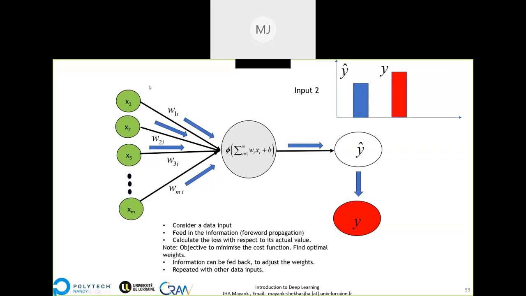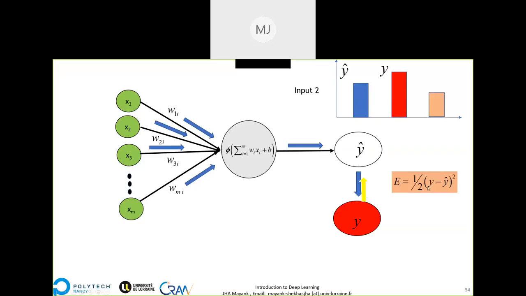Remember, input 2 has x1, x2, x3 till xm. All this vector of data is propagated forward in the blue line, and there is a certain y hat in blue. The real data, y, is red, and the difference between the blue and red is calculated using loss, and the loss is propagated backwards for input 2 also. Similarly, for input 3, input 4, input 5, there is some error and it is put back. And let's say input 6. So we have 6 input data, and we have done this 6 times now.